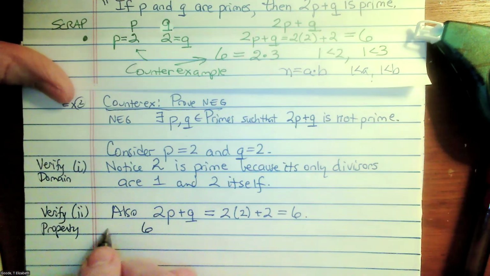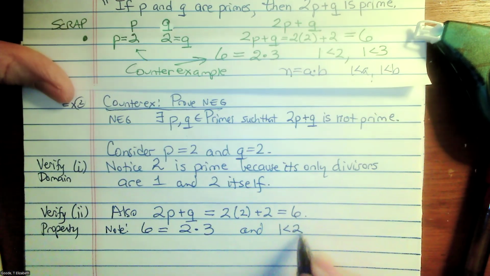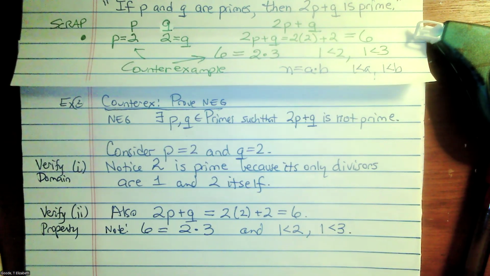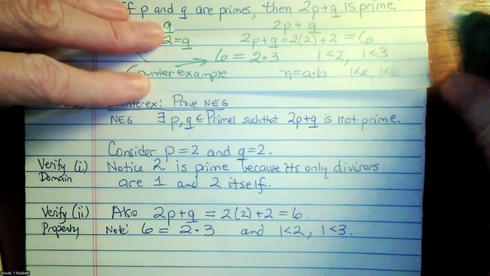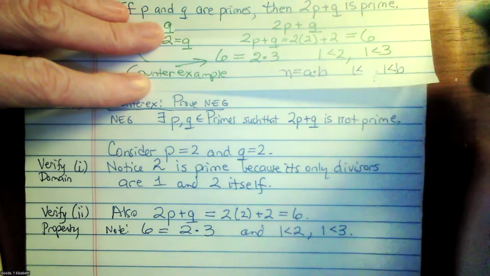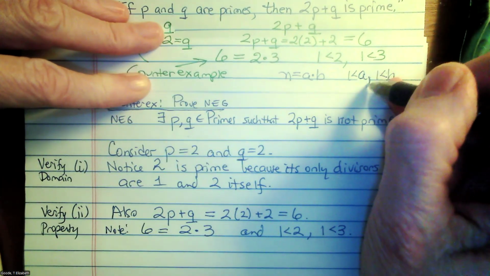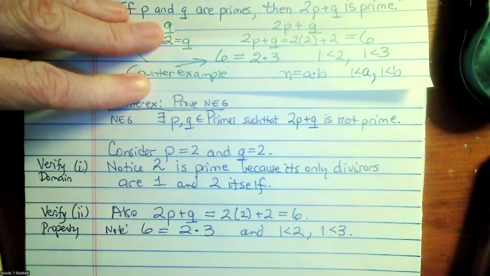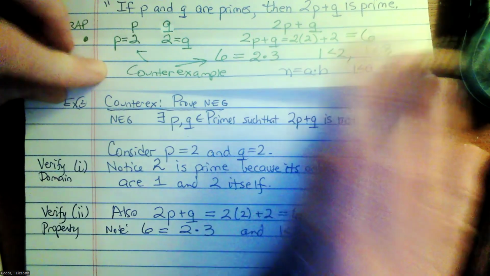So 6, note 6 is equal to 2 times 3, and both 1 is less than 2 and 1 is less than 3. So we've gotten 6 looking like a times b, where a and b are big enough. It's no good if a is 1, because you could factor 5 into 1 times 5, and that doesn't prove 5 composite. You've got to get those factors to be bigger than 1.